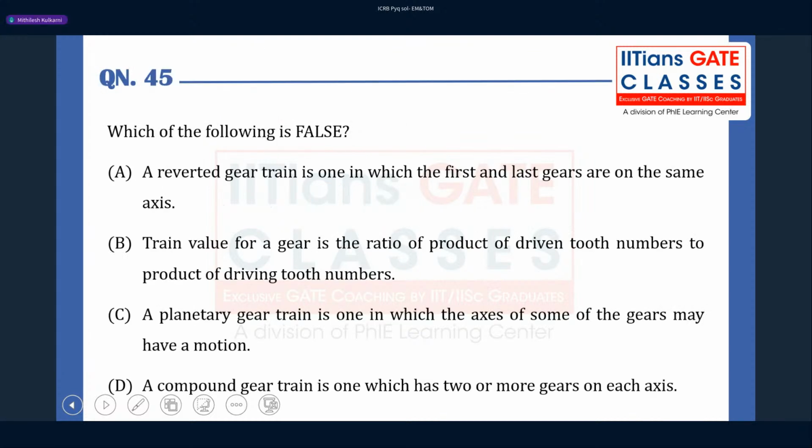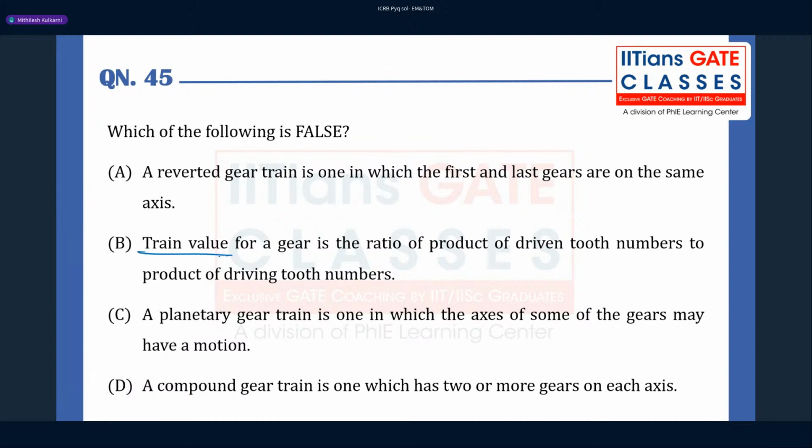Coming towards the next question, this is a theoretical question from the theory of machines topic, gears and gear trains. Which one of these is false? They are asking: a reverted gear train is one in which the first and last gears are on the same axis. It's true. The train value of a gear is the ratio of product of driven tooth numbers to the product of driving tooth numbers. This is wrong. This is actually the definition of the speed ratio.